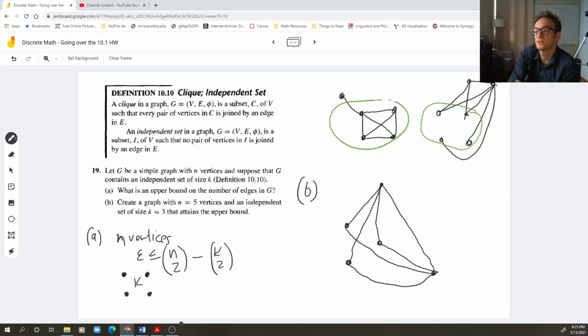So how many edges does this graph have? 4, and it has 8, I guess. No, that's just wrong. It has 7. Is that right? Well, 5 choose 2 minus 3 choose 2 is 10 minus 3 is 7. So yep, this is just an example of the bound. There's actually more interesting things to be said about this, but that's good enough for now.